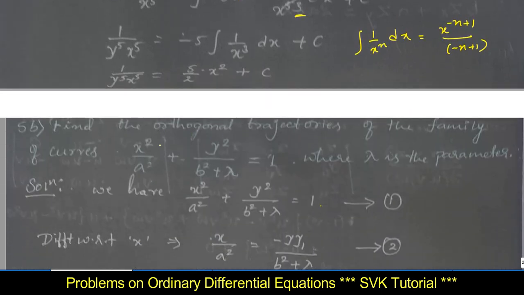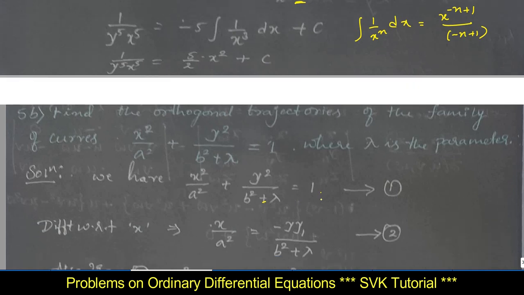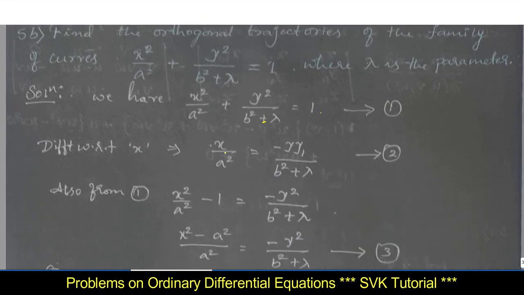Find the orthogonal trajectories of the family of curves x square by a square plus y square by b square plus lambda equal to 1. Consider the given problem as it is: x square by a square plus y square by b square plus lambda equal to 1. Name that as equation 1. Then differentiate this equation 1 with respect to x.